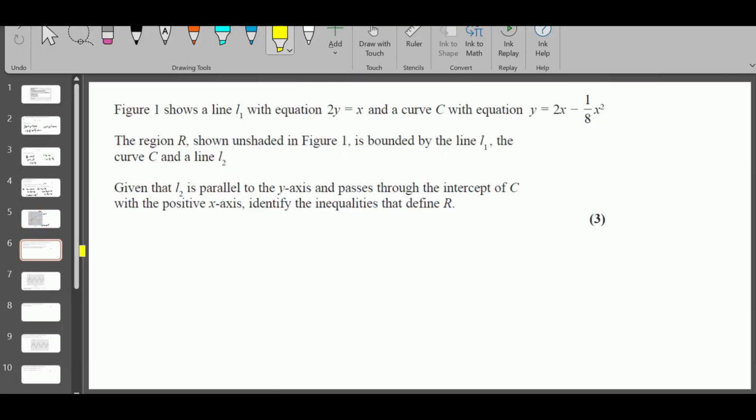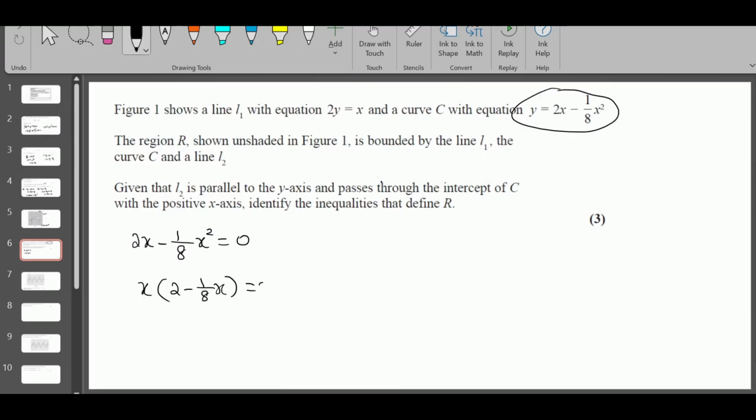Given that L2 is parallel to the y-axis and passes through the intercept of C with the positive x-axis, identify the inequalities that define R. First I'm going to find the x-intercept of this. 2x minus 1 over 8 x square is 0. Let's just take x as a common factor. 2 minus 1 over 8 x is 0. So we'll get x is equal to 0, or 2 minus x over 8 is 0. x is equal to 16. Therefore, the equation of line L2 is x is equal to 16, right?